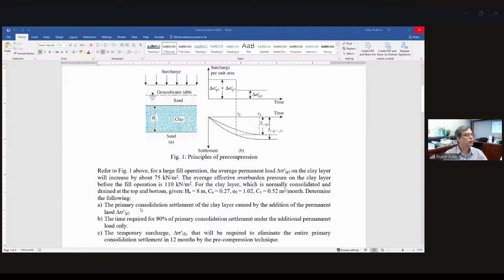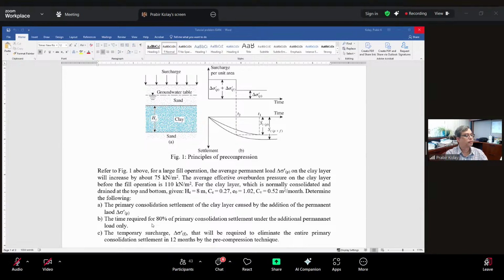Okay. So you need to find out how much is the primary consolidation settlement of the clay layer caused by the additional permanent load. So that's the first thing. Second is how much time is required for 80% of primary consolidation settlement under this additional permanent load. And the third one is the permanent surcharge that will be required to eliminate the entire primary load.